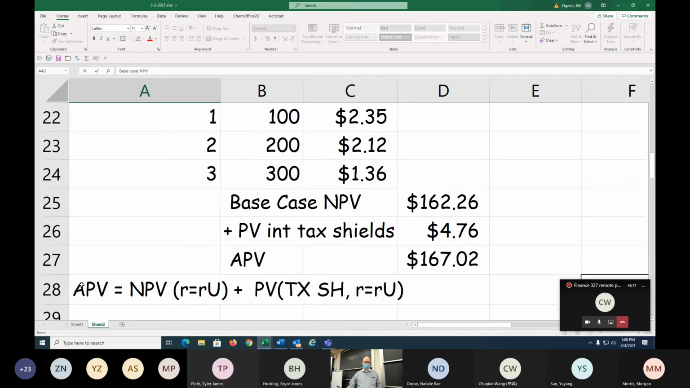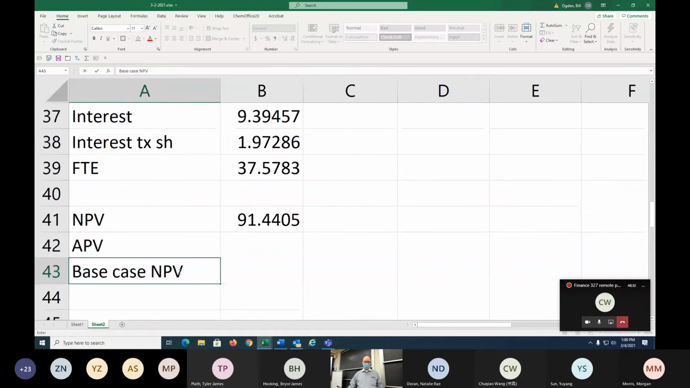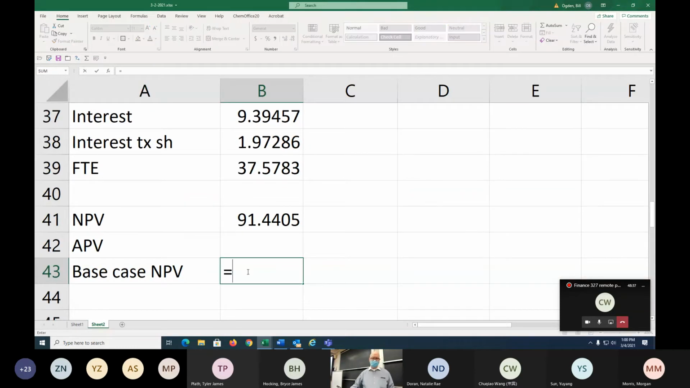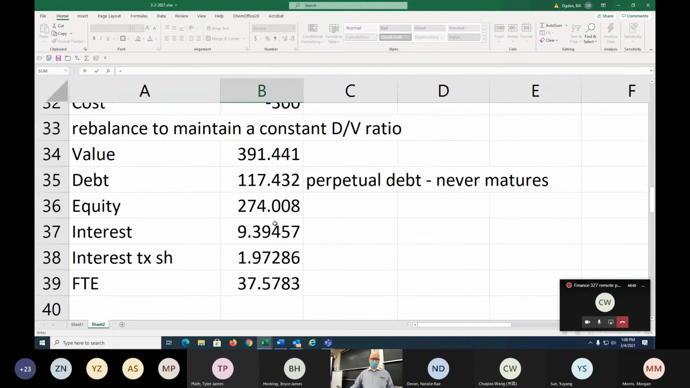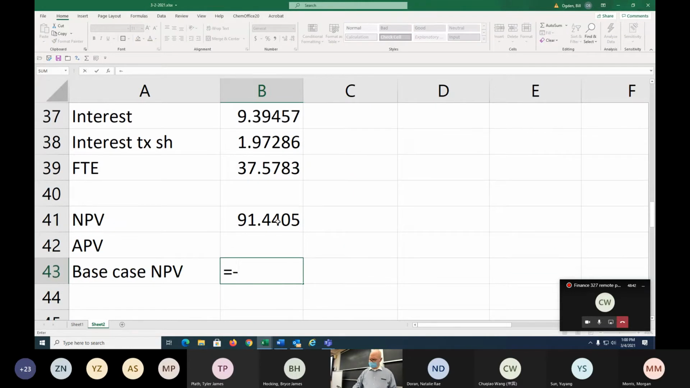Okay, it says here APV is the NPV, except instead of the WACC as the discount rate, we use RU. So let's see what this would be worth if we finance it with all equity. Equals minus 300, the present value of the cash flows discounted at RU.